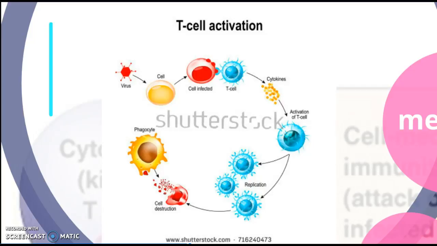Antigen presentation has to occur first. It can be bacterial, viral, or cancer. In this case, a virus has infected a cell. The T cells are activated and release cytokines, which activate the T cell to replicate. Those cloned T cells aid in the cell destruction, and then a phagocyte disposes of the cell.